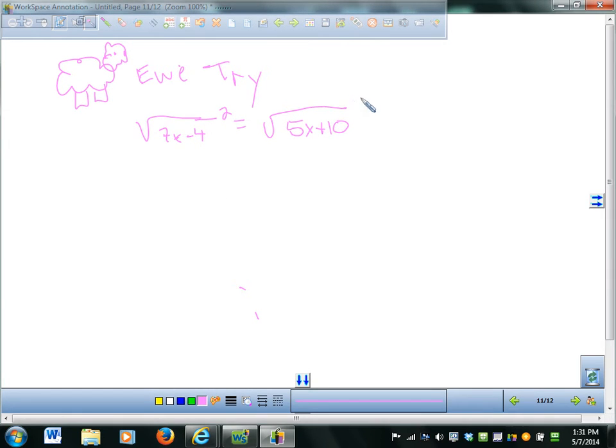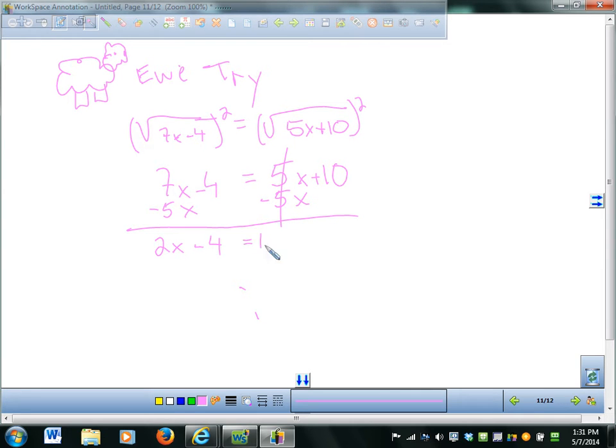So I'm going to square this, right? And the square takes the square root away, so I get 7x minus 4 equals 5x plus 10. I'm going to subtract 5x from both sides. I get 2x minus 4 equals 10. Add 4 to both sides. I get 2x equals 14. Divide by 2, divide by 2. X equals 7. Right? Okay. There you go.